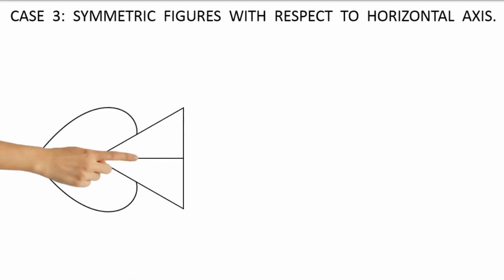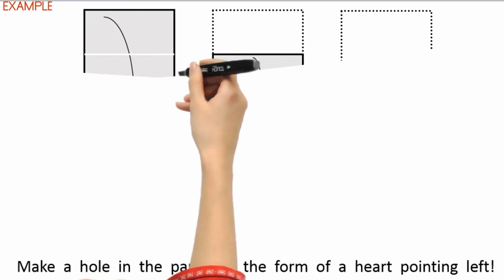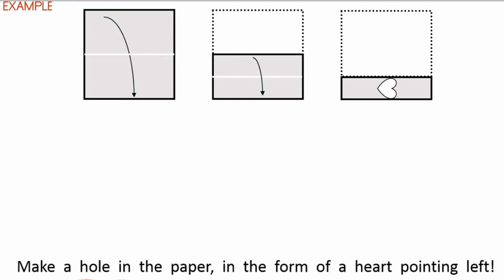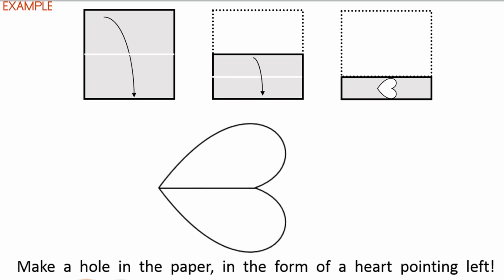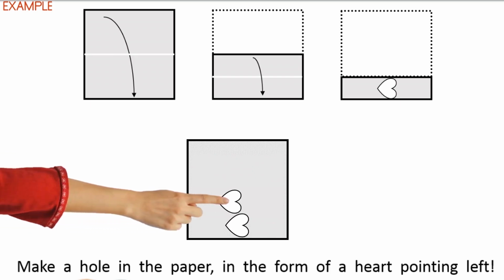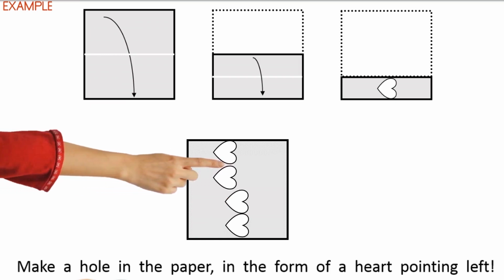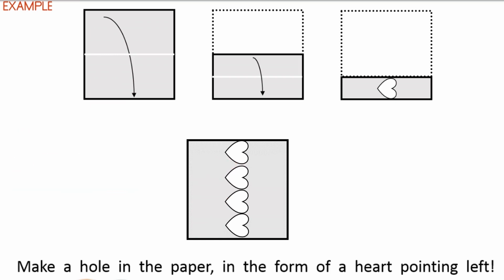Case 3. Symmetric figures with respect to horizontal axis. Example. Make a hole in the paper, in the form of a heart pointing left. Pay attention. This heart is symmetric with respect to the horizontal axis. So, the first time the sheet is unfolded, you will see two identical hearts on the bottom side of the sheet. The second time the sheet is unfolded, you will see four identical hearts, two on the bottom side of the sheet and two on the top side of the sheet.